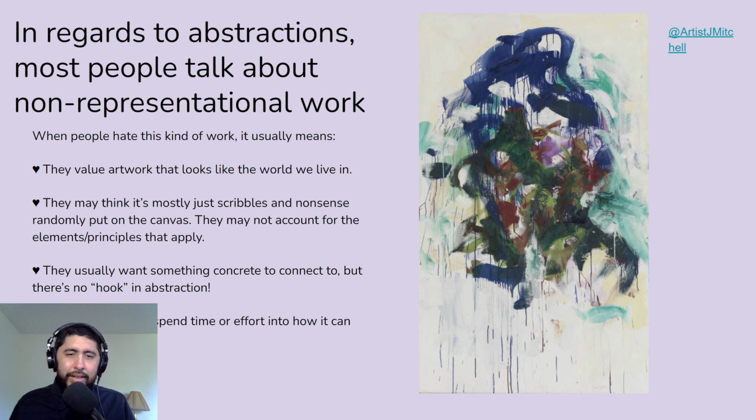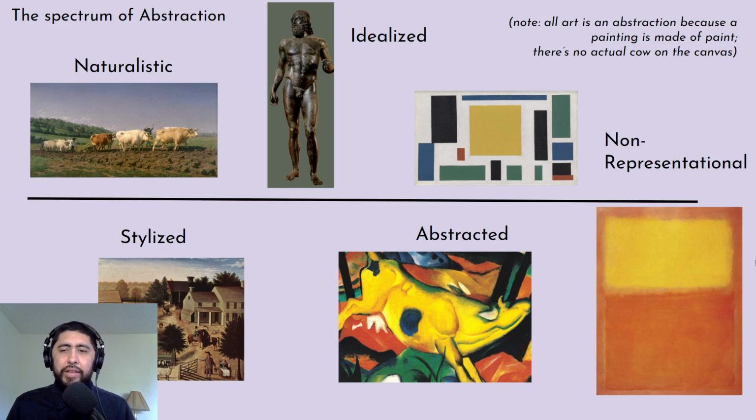Next point, they usually want something concrete to connect to, but there's no hook in abstraction. So that kind of goes back to the first point. But with a lot of these, there's not really an anchor point. Like this one, there's these two boxes. So what do you focus on? What do you look at? With this naturalistic painting, I think the artist is Rosa Bonheur. That was my sad French accent.